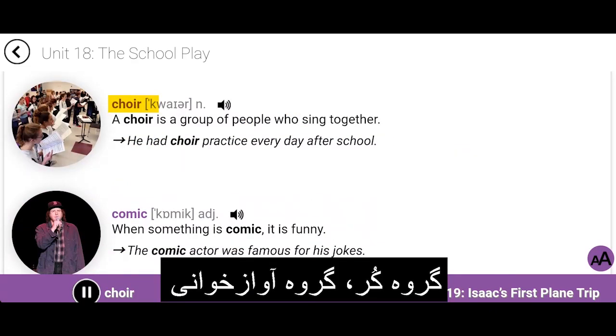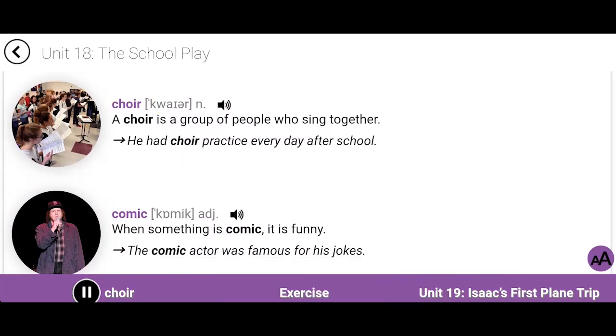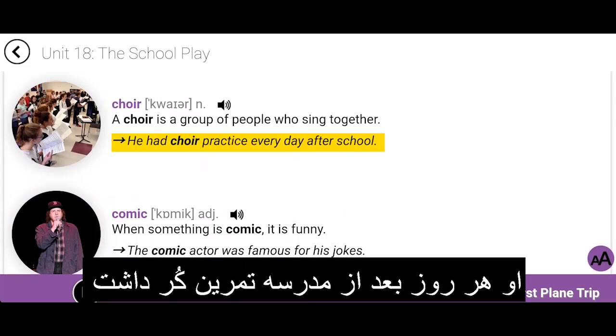Choir. A choir is a group of people who sing together. He had choir practice every day after school.